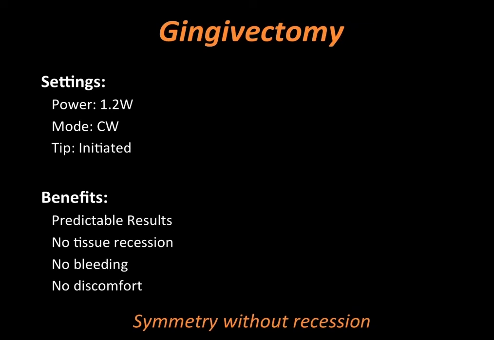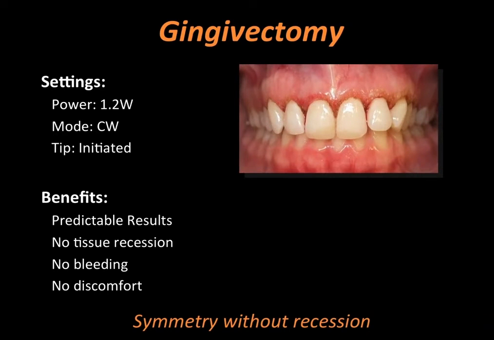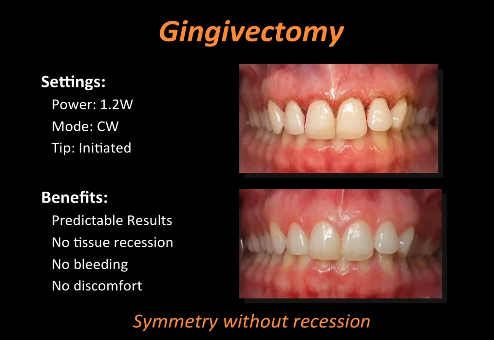Gingivectomies, another very, very useful aesthetic treatment for the use of the dental laser. If we're doing scaling and root planing and we have bleeding, we can bring the patient in, we can do our troughing very well and stop any bleeding. But with a gingivectomy, you can see we can reduce the power. It's in the continuous wave. We initiate the tip. We get very predictable results. We don't get tissue recession, no bleeding, no discomfort. And we can create wonderful symmetry in a very, very simple, effective method with the use of the diode laser. And these are results that we can achieve every day in our practice.